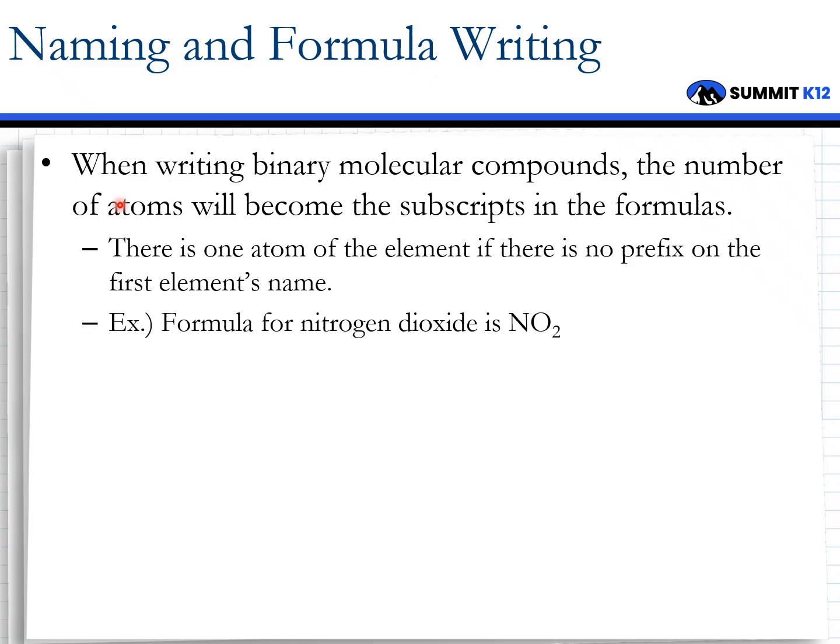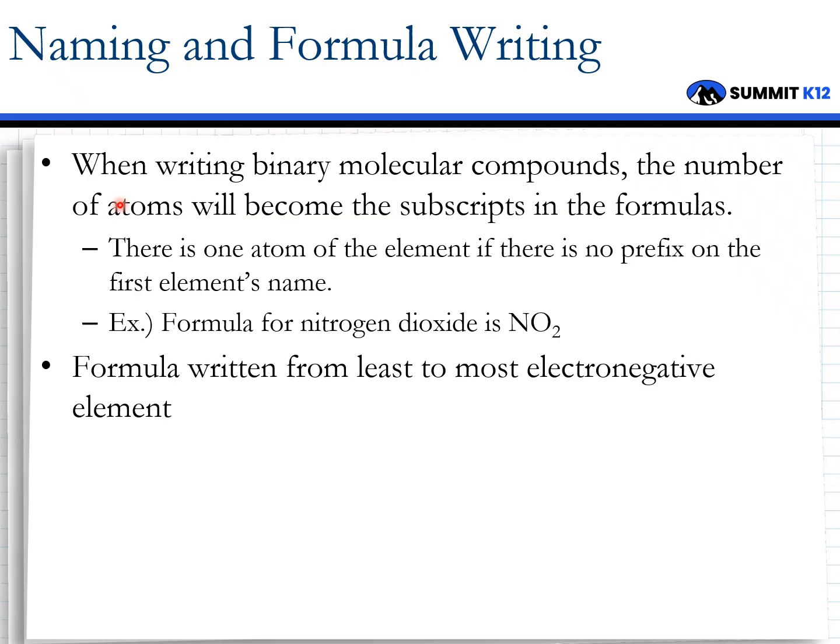For example, the binary molecular compound nitrogen dioxide. Nitrogen does not have a prefix on it. There is only one atom of nitrogen in the molecule. The prefix di in the word dioxide indicates that there are two atoms of oxygen in the molecule, so the formula will be NO2. The formulas are written from least to most electronegative. So oxygen is more electronegative than nitrogen, so nitrogen goes first.